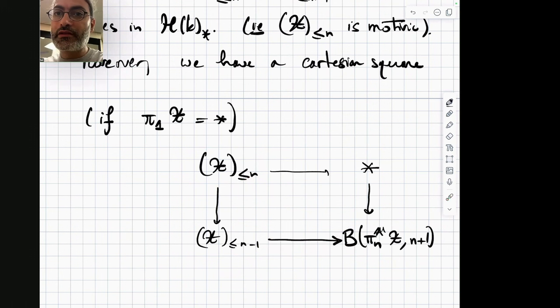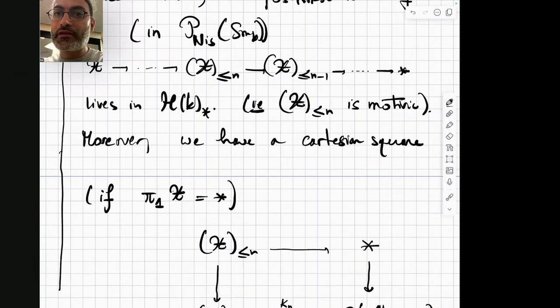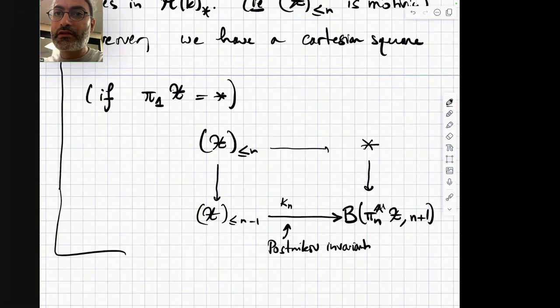This arrow here is called the k_n, I guess. It's called the Postnikov invariant. And it's really a cohomological invariant in some sense. So it's something that you can compute using cohomology. And we will see some example of this, an application maybe in the fourth lecture. Okay, so this was maybe a bit of a long statement, but it's more like a technique to understand how a motivic space is built out of the homotopy groups.